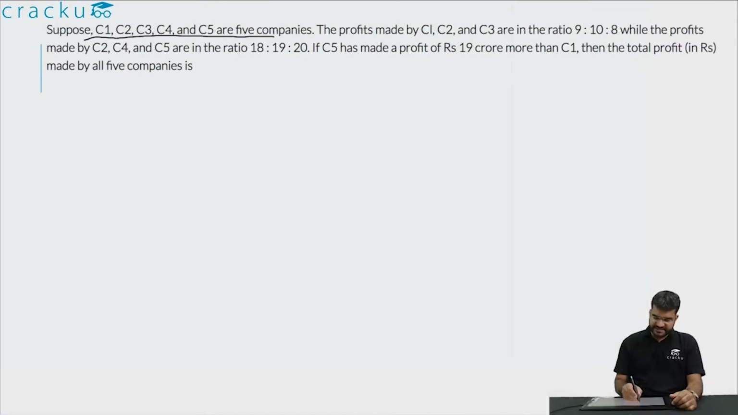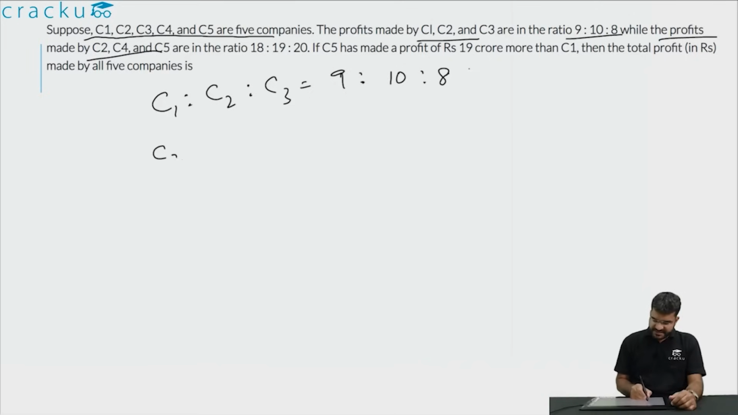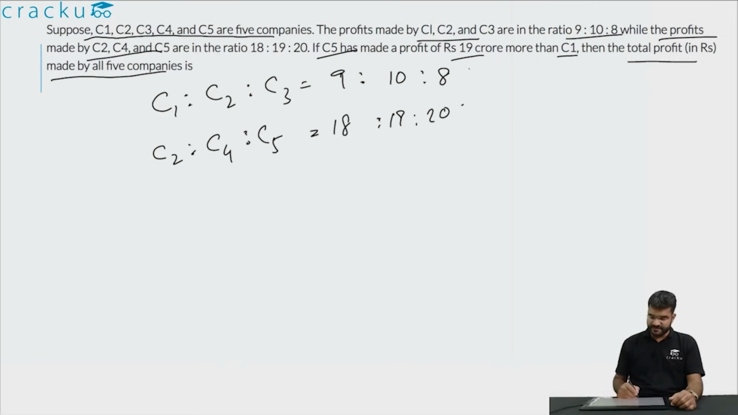In this question we have 5 companies C1, C2, C3, C4 and C5. The profits made by C1, C2, C3 are in the ratio 9:10:8. So the profits of C1 is to C2 is to C3 are in the ratio 9:10:8. We are also told that the profits made by C2, C4 and C5 are in the ratio 18:19:20. We are then told that C5 has made a profit of 19 crores more than C1, and we are required to find out the total profit made by all the 5 companies together.